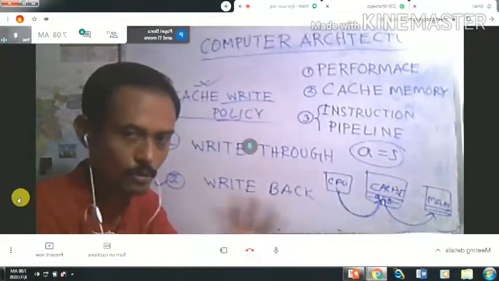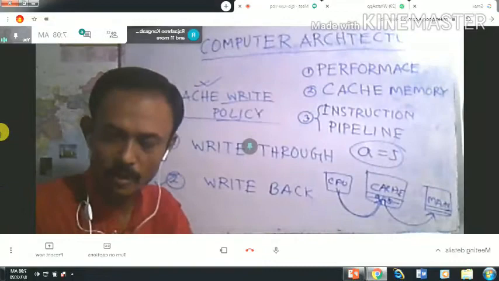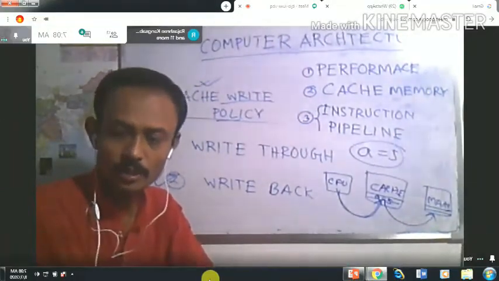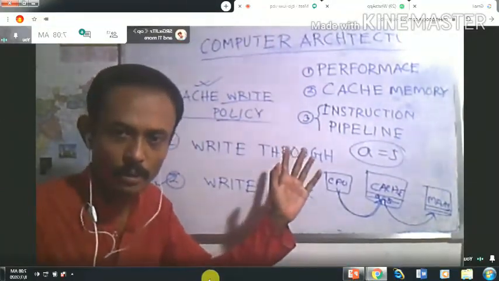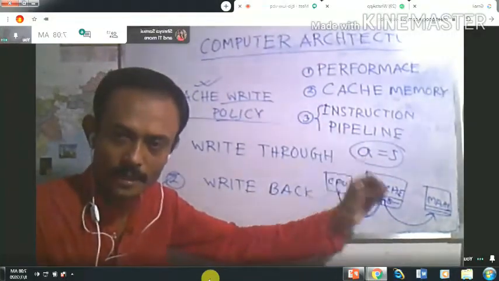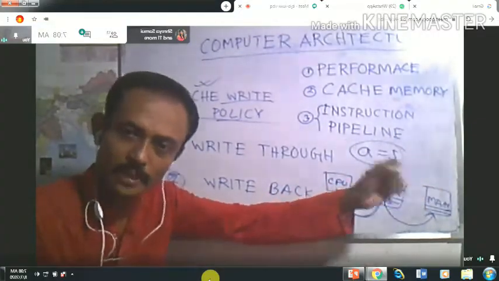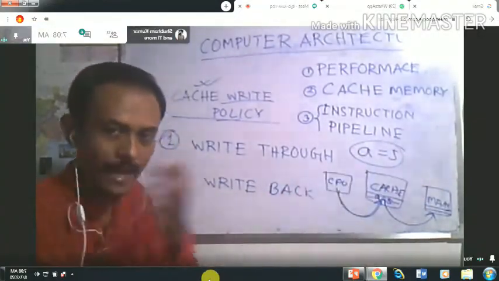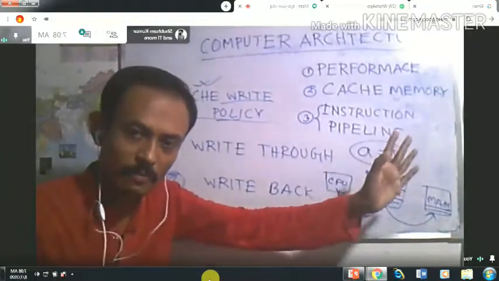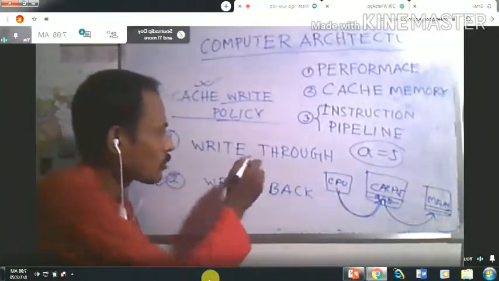This is simple. I will ask you very simple questions, so just remember all this terminology: write-through and write-back. So what is write-through? When the CPU writes something in the cache block, at the same time that particular word is also updated in the main memory. So it is updated in the cache and main memory simultaneously. Clear? That is called the write-through policy.